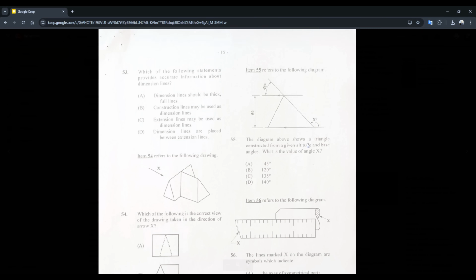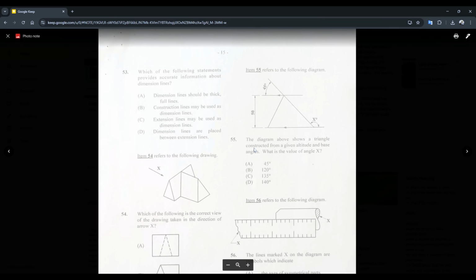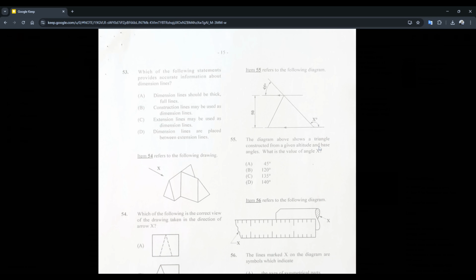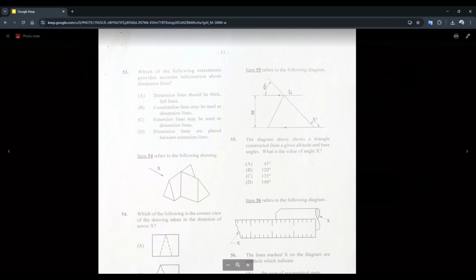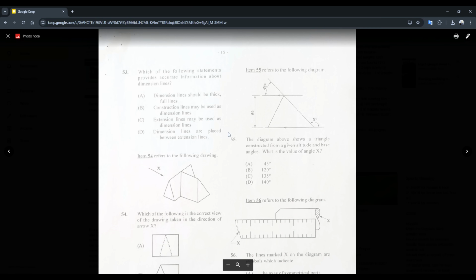55, the diagram above shows a triangle constructed from a given altitude and base angles. What is the value of angle X? So we have X here is 45. This line and this line are parallel, so it means that this interior angle here is also 45. If this angle is also 45, the entire angle here would be 180, 180 minus 45 is 135. So number 55, C.